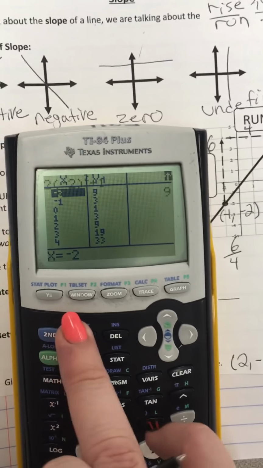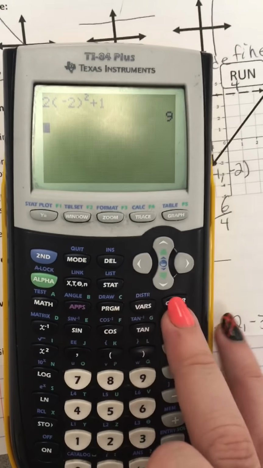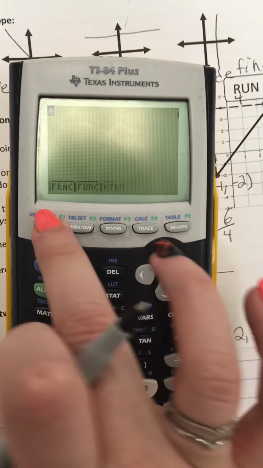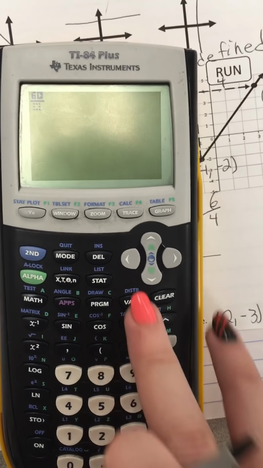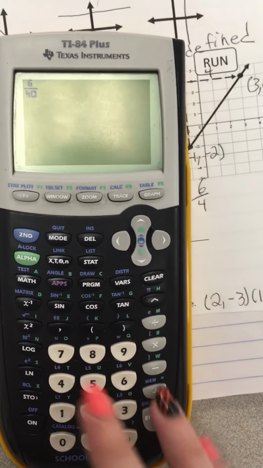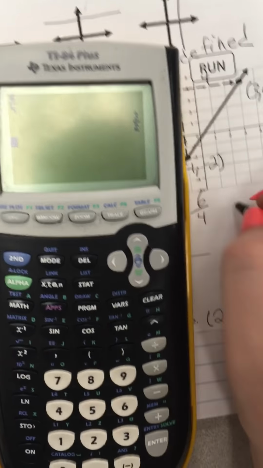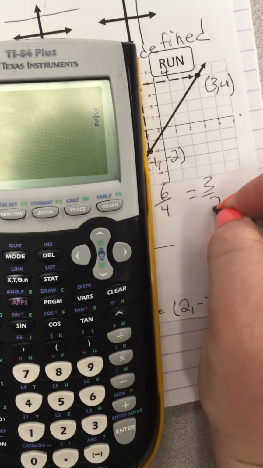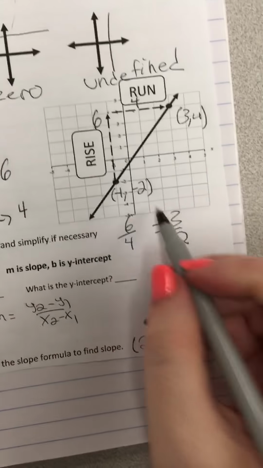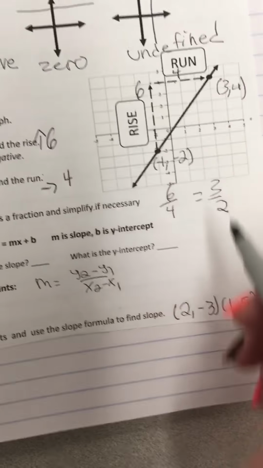And then let's see if we can simplify that. So we got 6 over 4, and it does simplify. It simplifies to 3 over 2. So that is the slope of this line, 3 over 2.